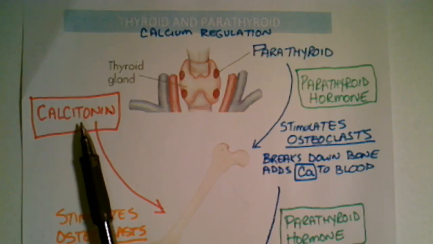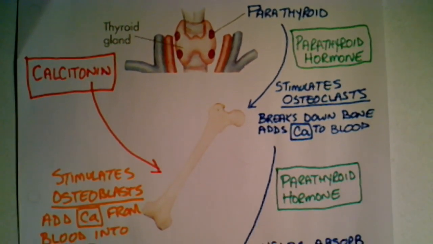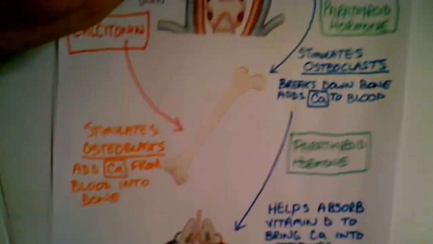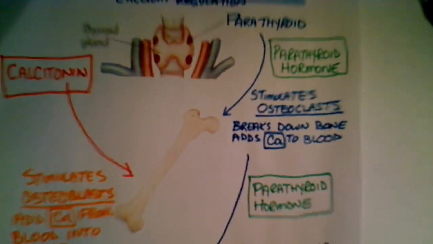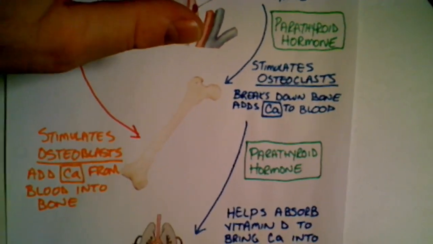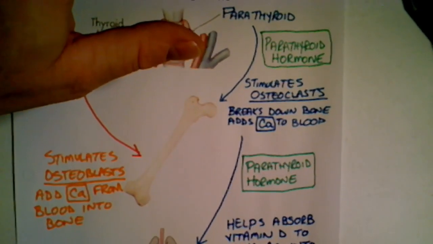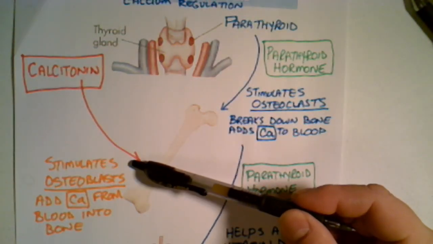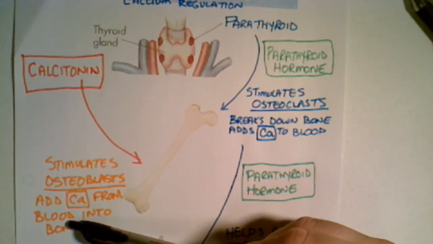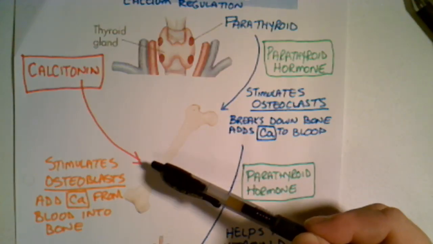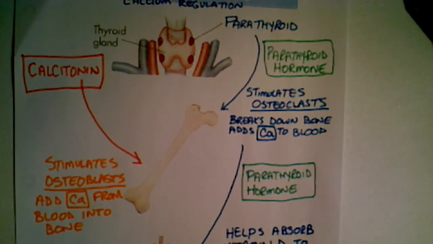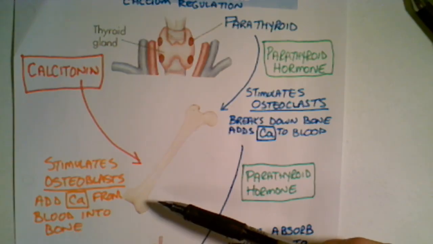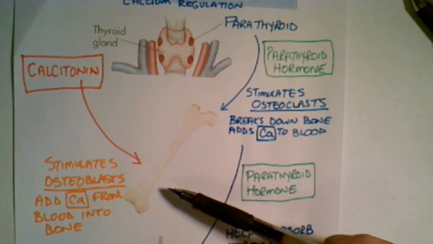Now, calcitonin is going to stimulate osteoblasts. And if you remember, osteoblasts, whoops, I just unplugged my dot cam. Osteoblasts are cells that build bone. So what osteoblasts do is they take calcium from our bloodstream and add it to the bone. So we're adding bone matrix with calcitonin. So calcitonin's telling those osteoblasts to build bone, and osteoblasts then take calcium and add it to your bones.